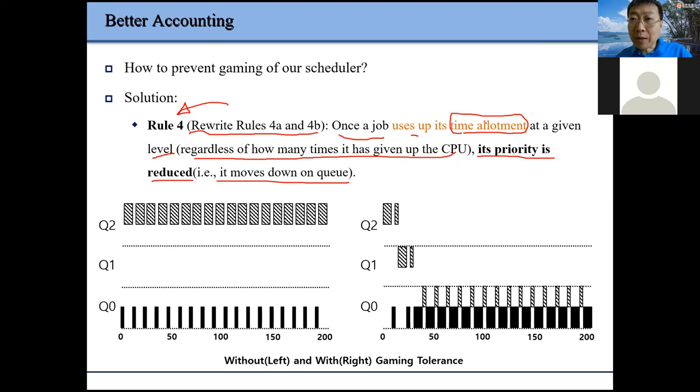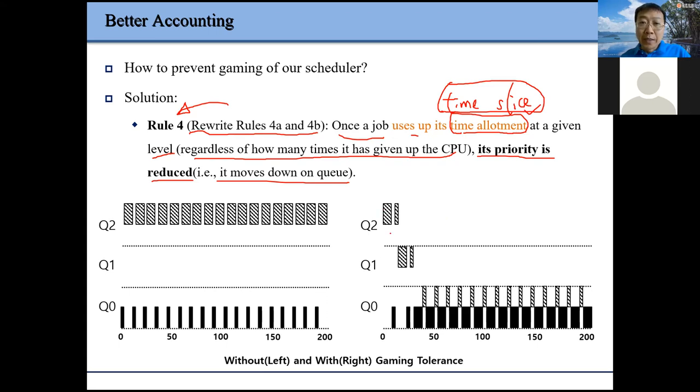Okay, so what is the time allotment? What is the difference between time allotment and time slice? I think maybe you may ask this kind of question, right? So the time slice should be smaller than the time allotment. Generally speaking, the time allotment is the longest, the maximum possible time a job can stay on a queue. This time allotment may be a multiple of the time slice.